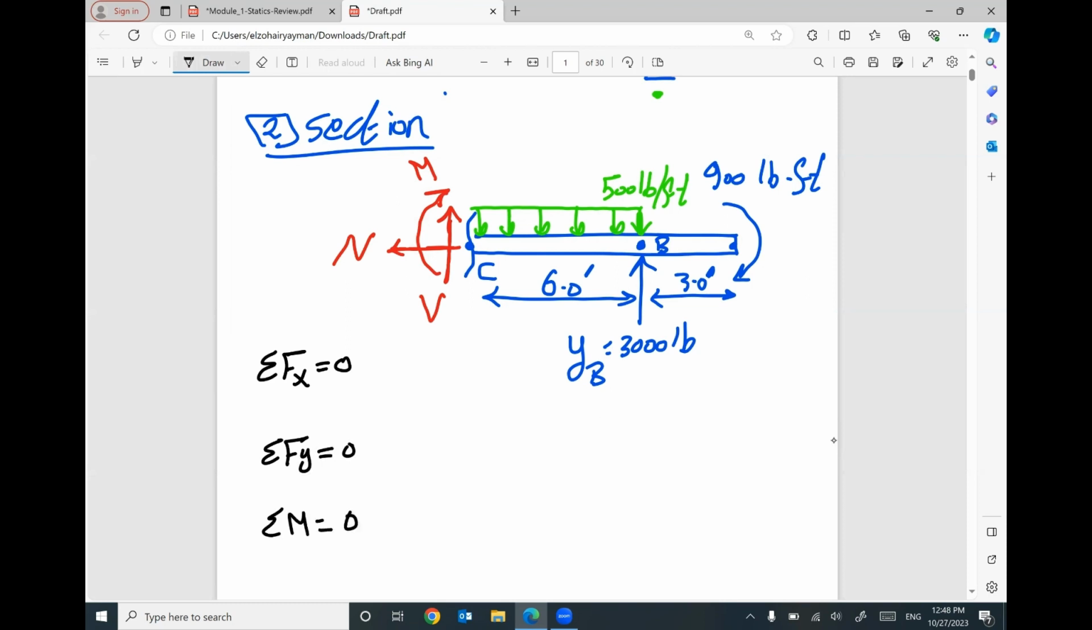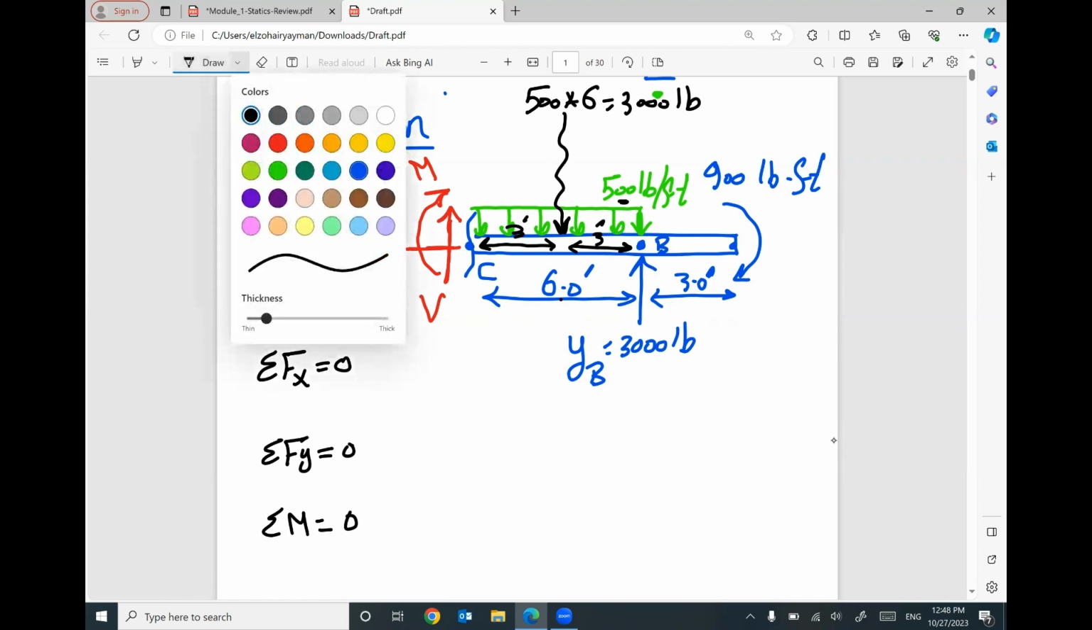That makes sense? But before doing so, we have a new part of the distributed load with a value 500 and a total length 6. That means I need to convert it to a new equivalent load. 500 times 6 equals 3,000 pounds. And this distance will be 3 feet, and this distance will be 3 feet. That makes sense? Then go ahead and start to apply your equilibrium equation.